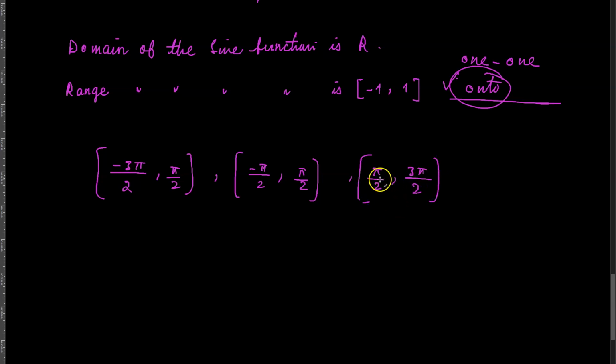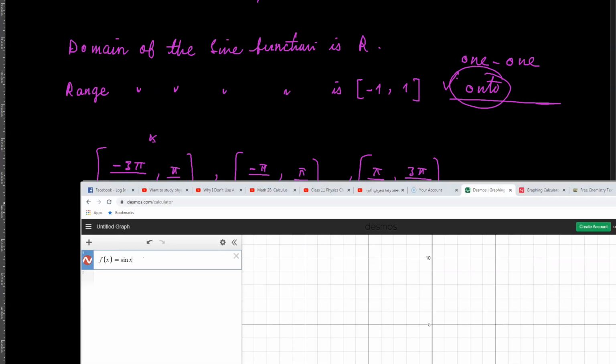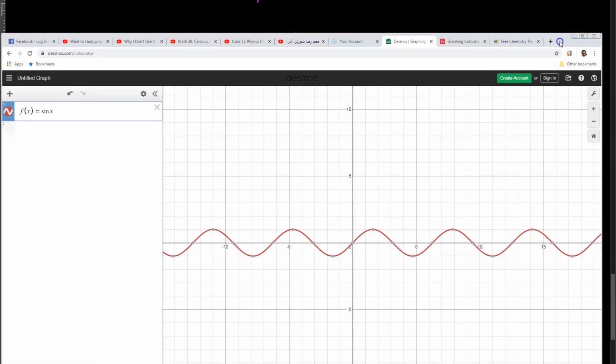Any of these intervals is 1-1, and the range is negative 1 to 1. Now, of course, over here the function would not be 1-1, because, as you can see, from negative 3π/2 to π/2, so this is negative π/2, this is negative π, this is negative 3π/2, and this is π/2, and of course you can see that the function here is not 1-1.